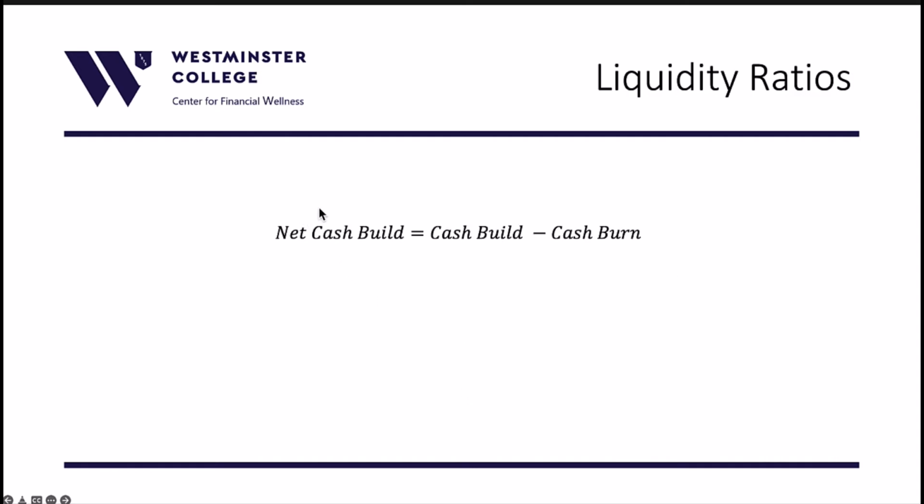And then, as we talked about, our net cash build is that cash build that we got minus the cash burn. So that's going to be that 82,029 minus the 30,829, and that'll give us this 51,200. So in that year, that is how much cash we actually built.